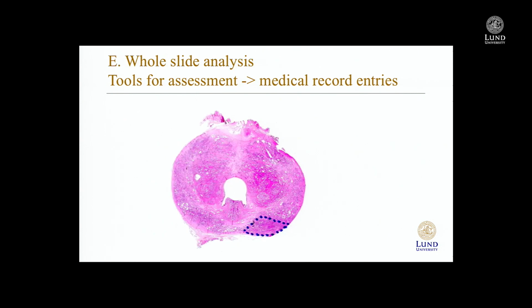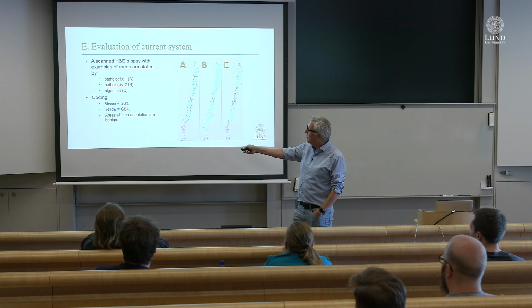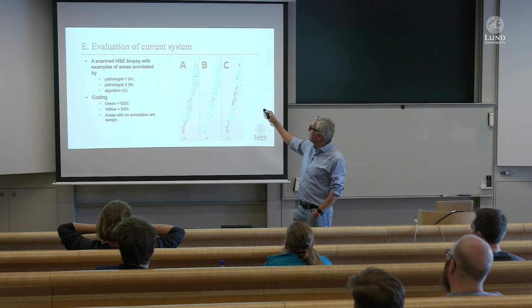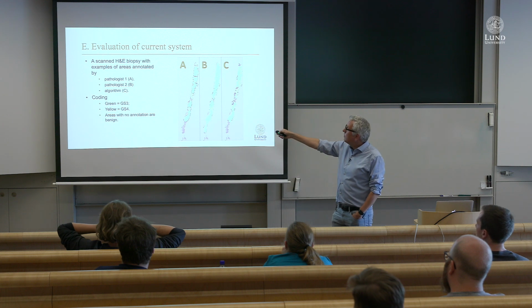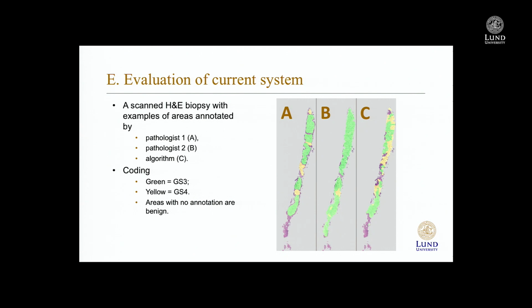We also would like to do this for whole slide analysis, but right now we're doing the evaluation on these biopsies. So here's a manual segmentation done by one pathologist, and here's one done by another pathologist, and this is done by the system. So typically what happens is that manual annotations are more simplified and coarser, whereas the automatic system has the time and energy actually to annotate in very great detail.